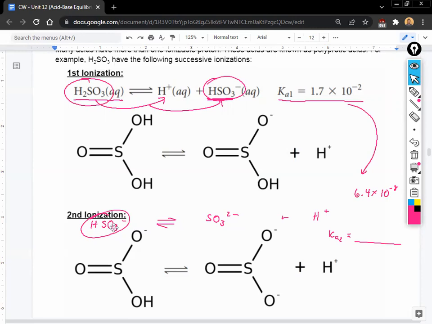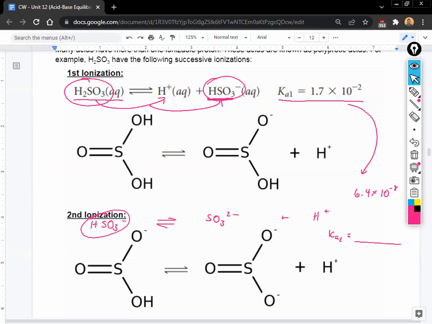Just keep that in mind. It is always easier to remove the first proton than the second, and the second is easier than the third, and so on and so forth. You'll rarely ever see one with 4 ionizable protons. It's usually going to stop at 3.